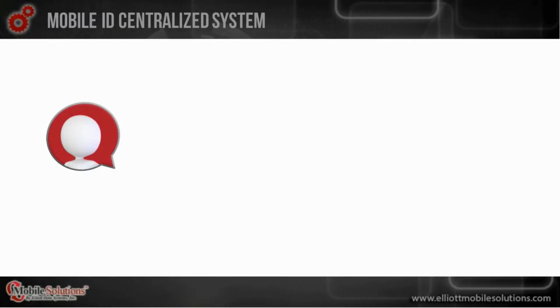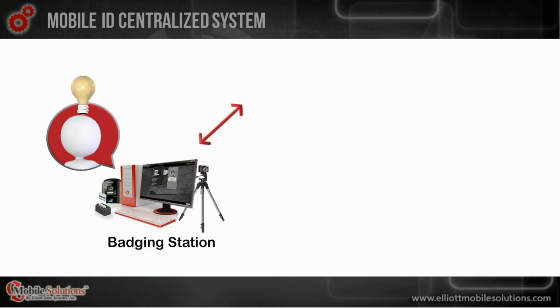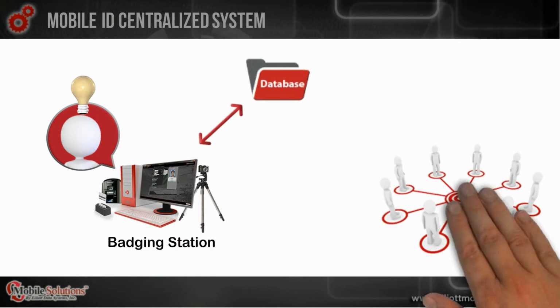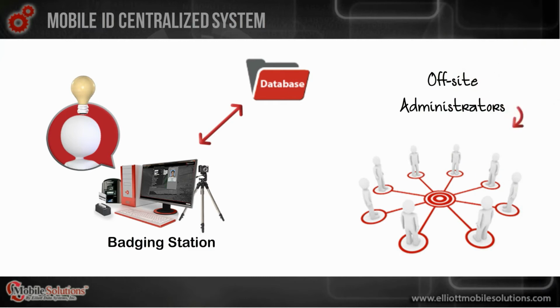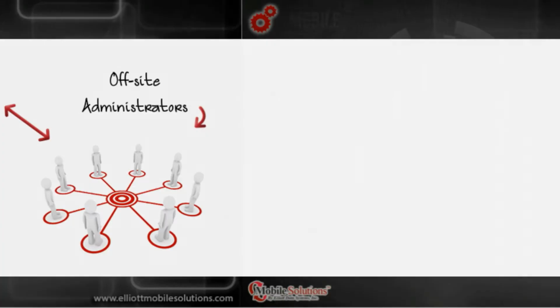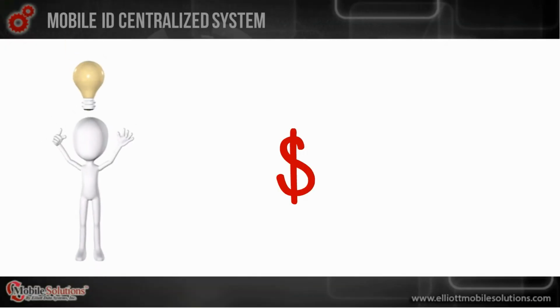Because Joe is a smart guy and doesn't want to have to do all the work himself, he configured his mobile ID system to allow other administrators throughout the organization from different locations to have the ability to access the database and help him manage the high volume of personnel. Good thinking, Joe. Somebody give this guy a raise.